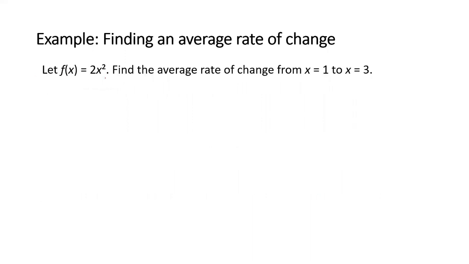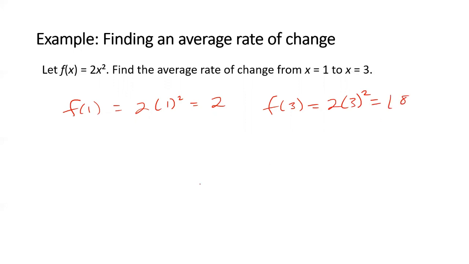So here I have f of x equals 2x squared, and I want to find the average rate of change from x equals 1 to x equals 3. Well, the first thing I have to do is find f of 1, and that gives me 2 times 1 squared, which gives me 2. Second, I'm going to find f of 3. F of 3 is going to give me 2 times 3 squared, and that gives me 18.